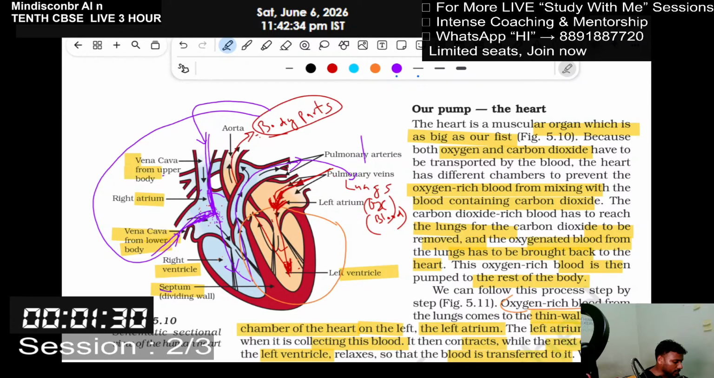And here we can see the septum is a dividing wall between the right and left ventricle. Also the ventricular walls are very thick as compared to atria. Also the left ventricle has more wall thickness as compared to the right ventricle, because from the left ventricle the oxygenated blood moves to different parts of the body, so it needs much bigger walls.